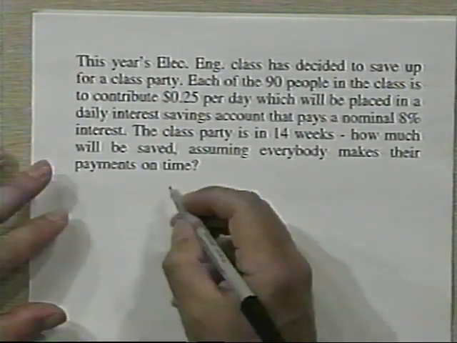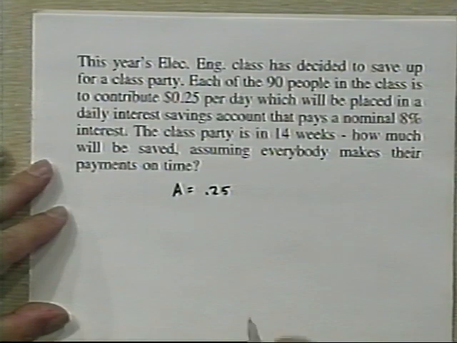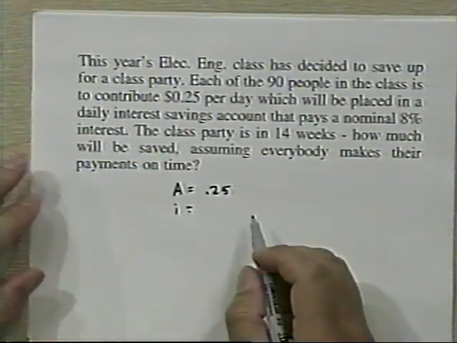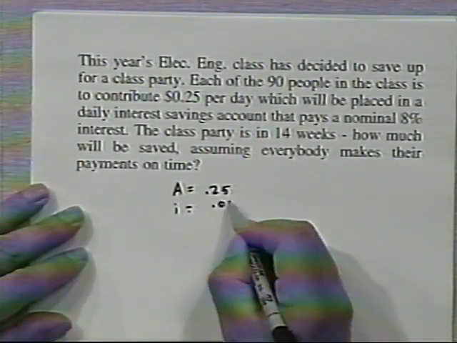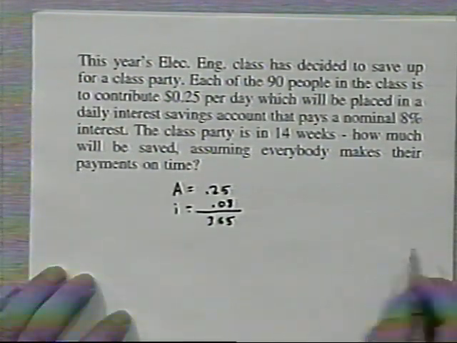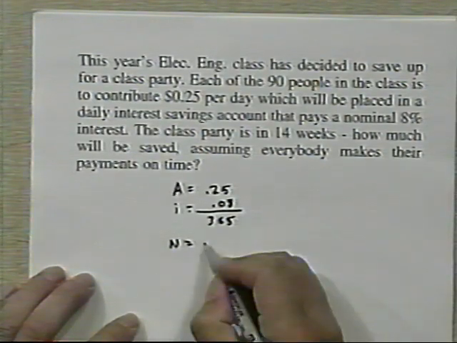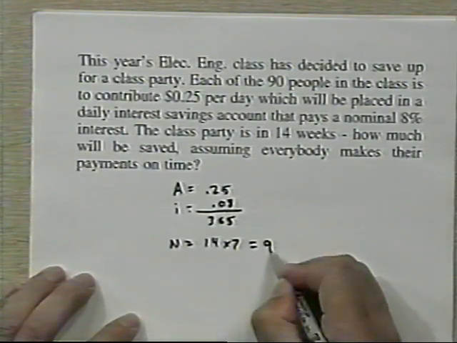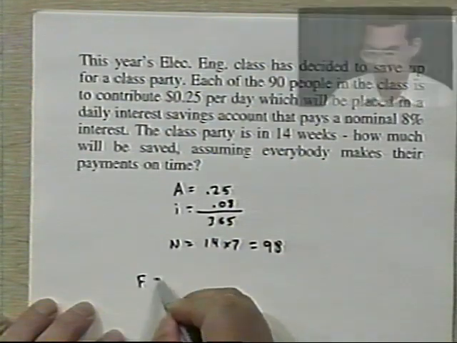So here we have an annuity. The annuity is 25 cents. The interest rate is a nominal 8%, and it's a daily interest savings account. So we simply take the 8% and divide by 365. Because it's nominal, we can do that. And the number of periods, it's 14 weeks, but we're talking about a daily interest rate, so it's really 14 times 7, which is 98.